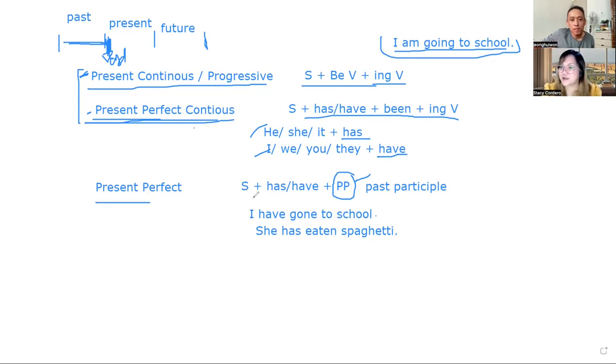Now, when we use subject, has, have, and PP or past participle, that means it just finished and it is still resulting. Okay? There is still evidence. Now, if I go back again to this sentence, I have gone to school. What do you imagine if I tell you, Mr. Jong, I just, or I have gone to school?